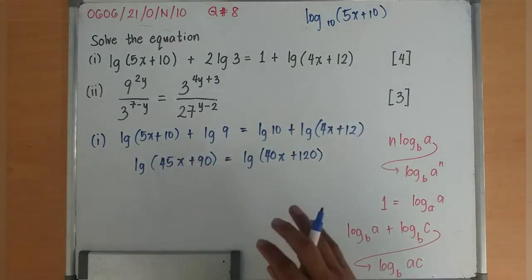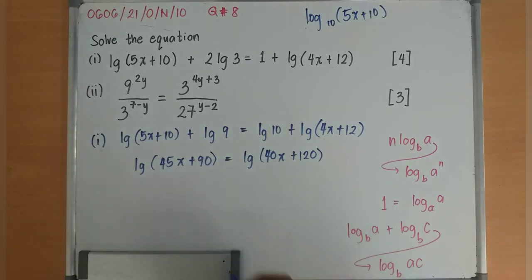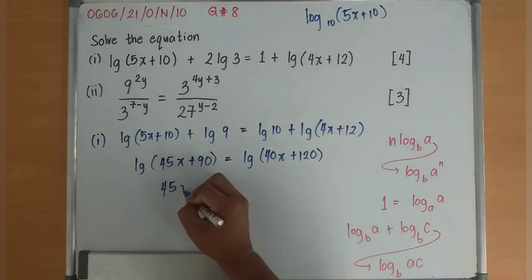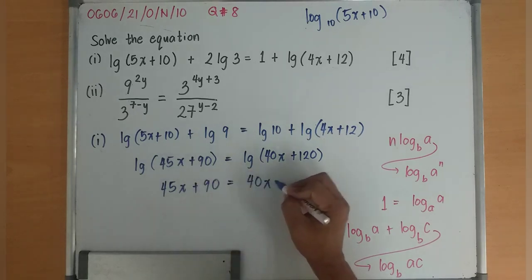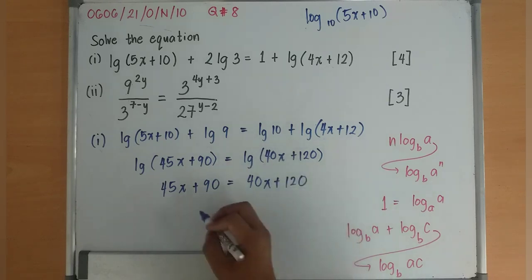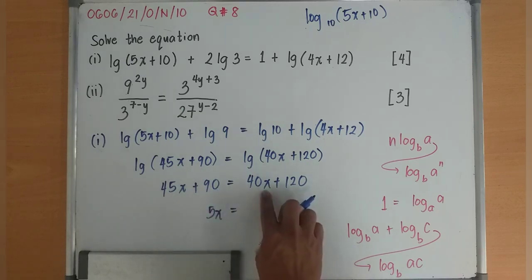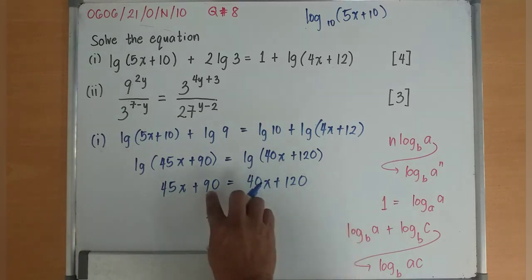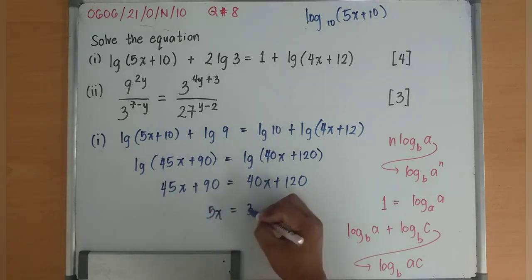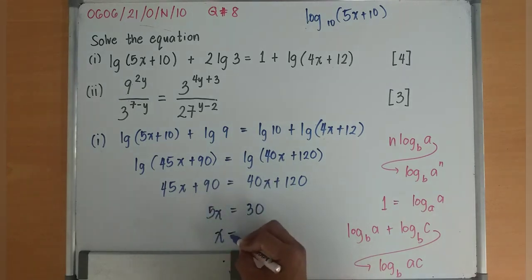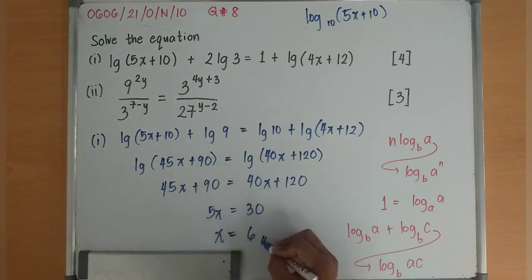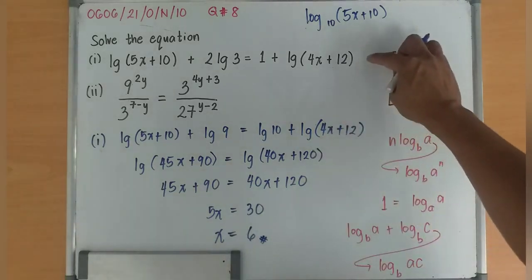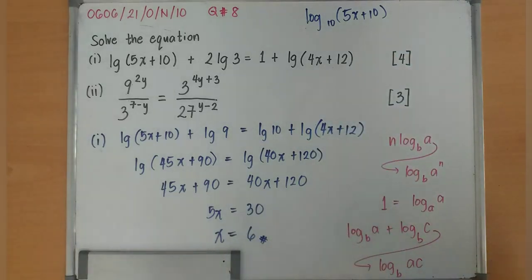Then I can get rid of the logarithms. So I have now 45x plus 90 is equal to 40x plus 120. So 5x, why 5x? 45x minus 40x is equal to 5x. 120 minus 90 is 30. Thus, x is equal now to 30 divided by 5, which is 6. So the value of x in the first equation is 6.